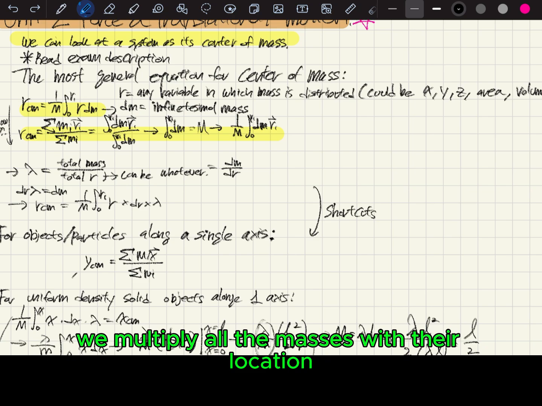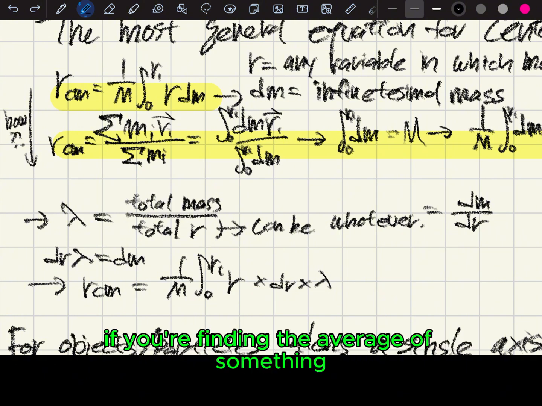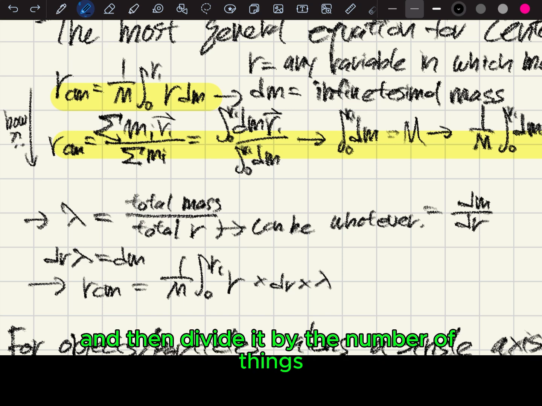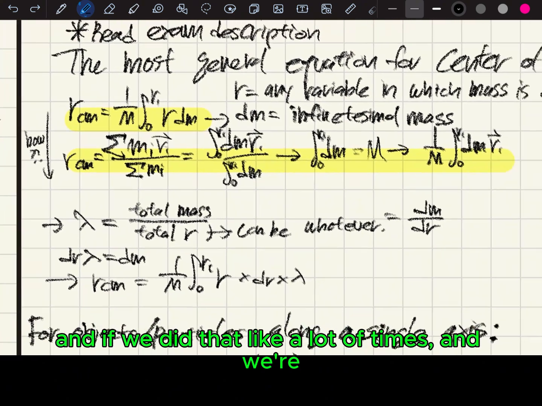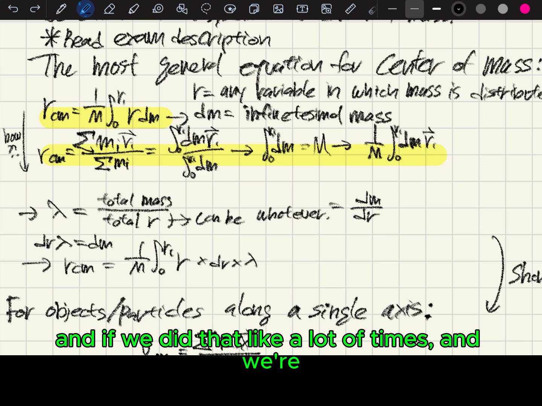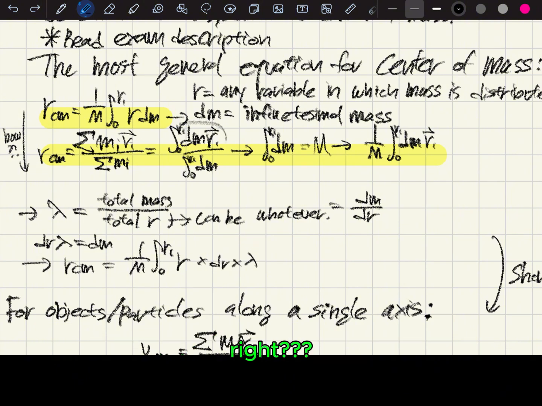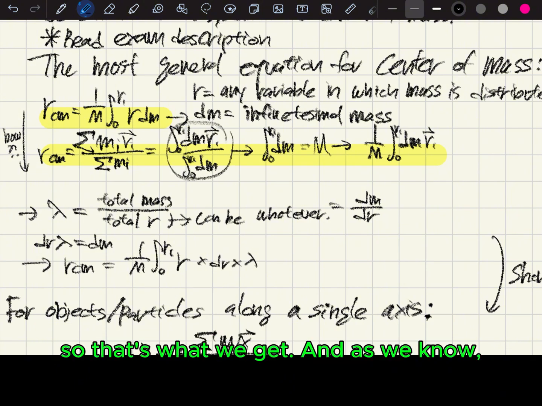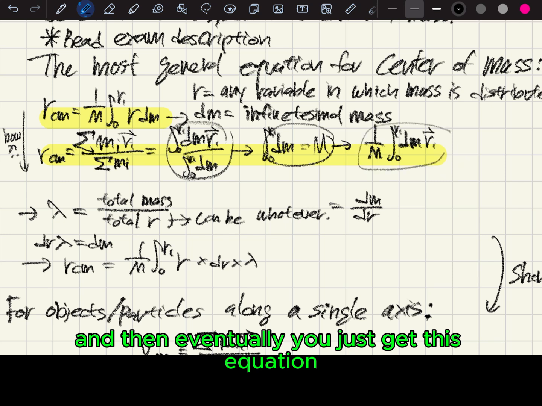As we can see, we multiply all the masses with their location and we divide by the mass. And then intuitively, you would get the average location of the masses, right? If you're finding the average of something, you would add it all up and then divide it by the number of things you added up, right? We're doing the same thing with location here. And if we did that a lot of times, adding infinitesimal tiny masses, it would eventually become an integral, because we learned calculus. So that's what we get. And if we add all of the tiny masses up, you would just get the whole mass, right? So you take that out and then eventually you get this equation.